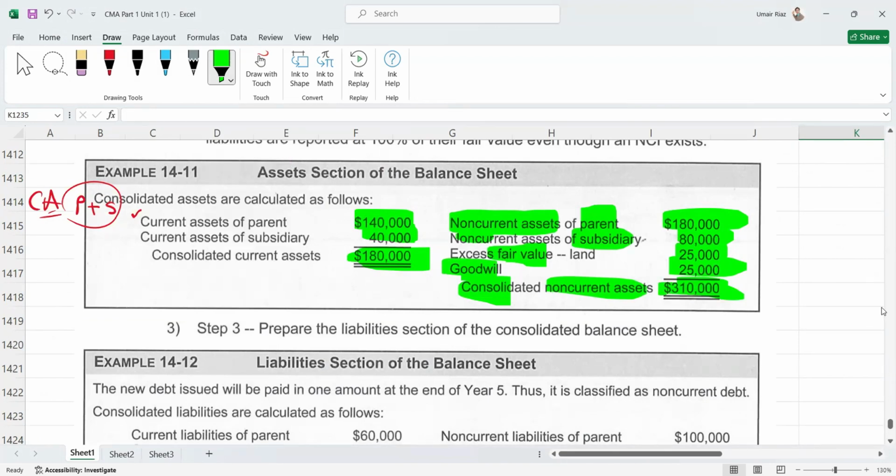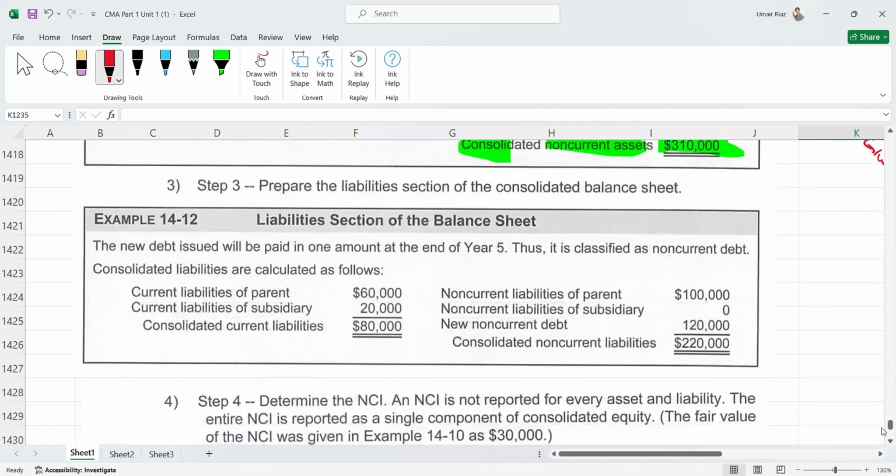In the asset section, what have we done? For current assets, we have taken parent plus subsidiary. For non-current assets, we have taken parent plus subsidiary plus fair value adjustment plus goodwill. That's it. Okay. Step two is done. Step number 3, we have to prepare the liability section also.